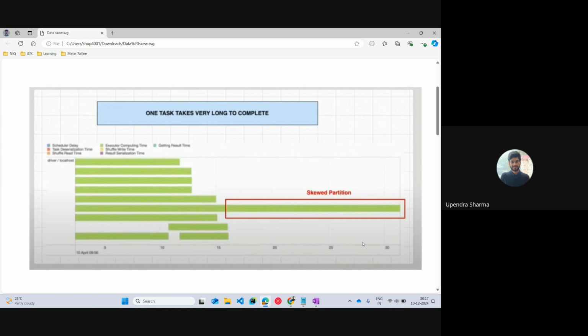So this is the time axis. Here we can see that this particular job, which is highlighted by red color, took more time than the other jobs to complete. As a result, all the jobs have to wait for this job to finish. Only then can we aggregate our result.